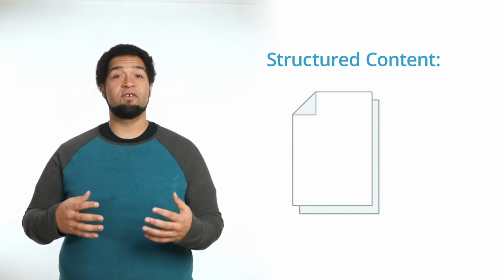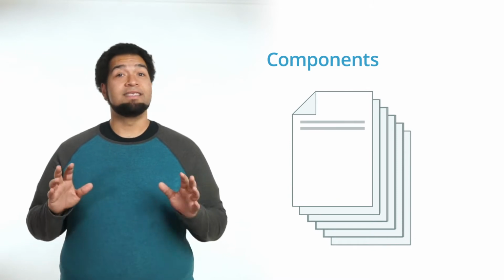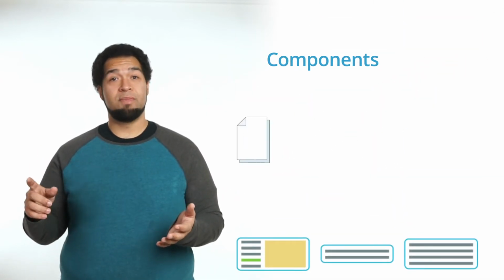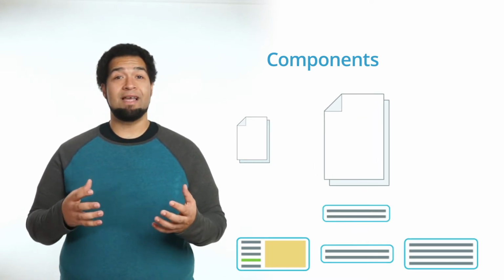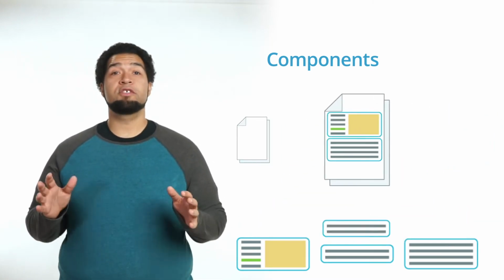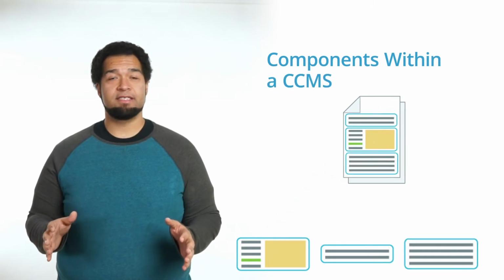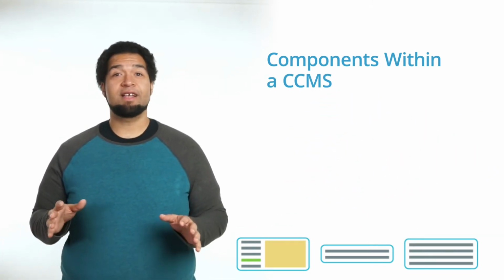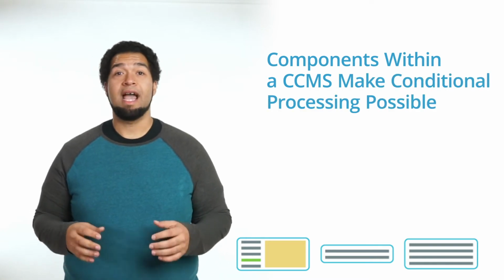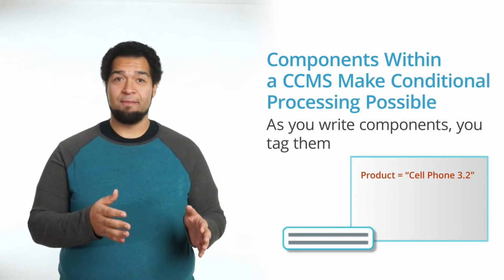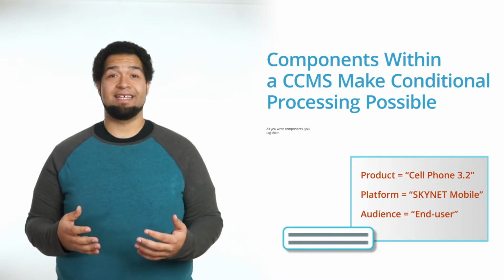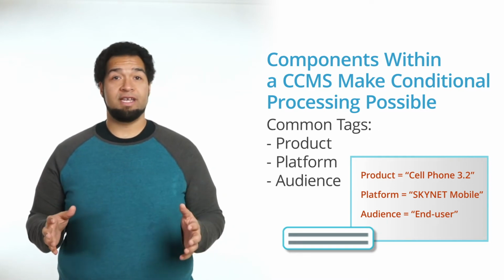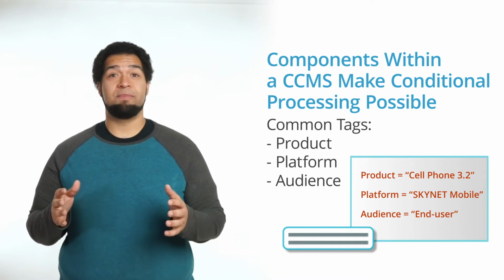Components require a different approach to content creation. Instead of writing a whole document, authors write a series of structured content components. These components are then assembled to form documents. Components are created and managed within a CCMS. Okay, this is where conditional processing becomes possible. As you write components, you tag them. There are common, predefined metadata tags such as product, platform, and audience. But you can also get creative and create new custom tags based on what you need.